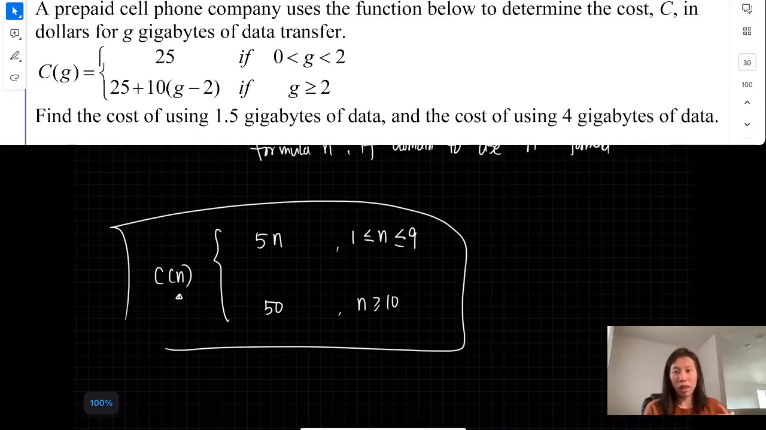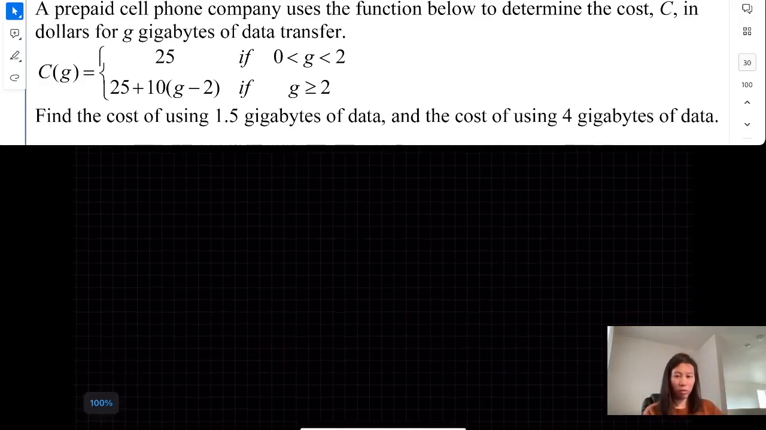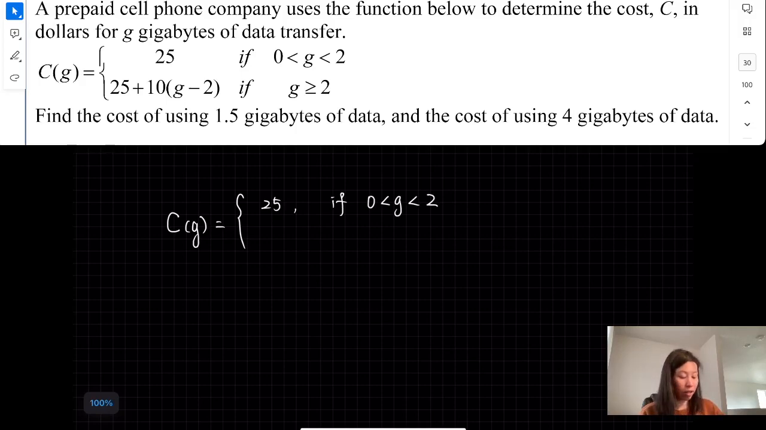Another example would be this one. A prepaid cell phone company uses the function below to determine the cost. C is the cost in dollars for the gigabytes of data transferred. So C of G, the cost for G gigabytes, equals 25 if you transfer less than 2 gigabytes. That's how they interpret the function.